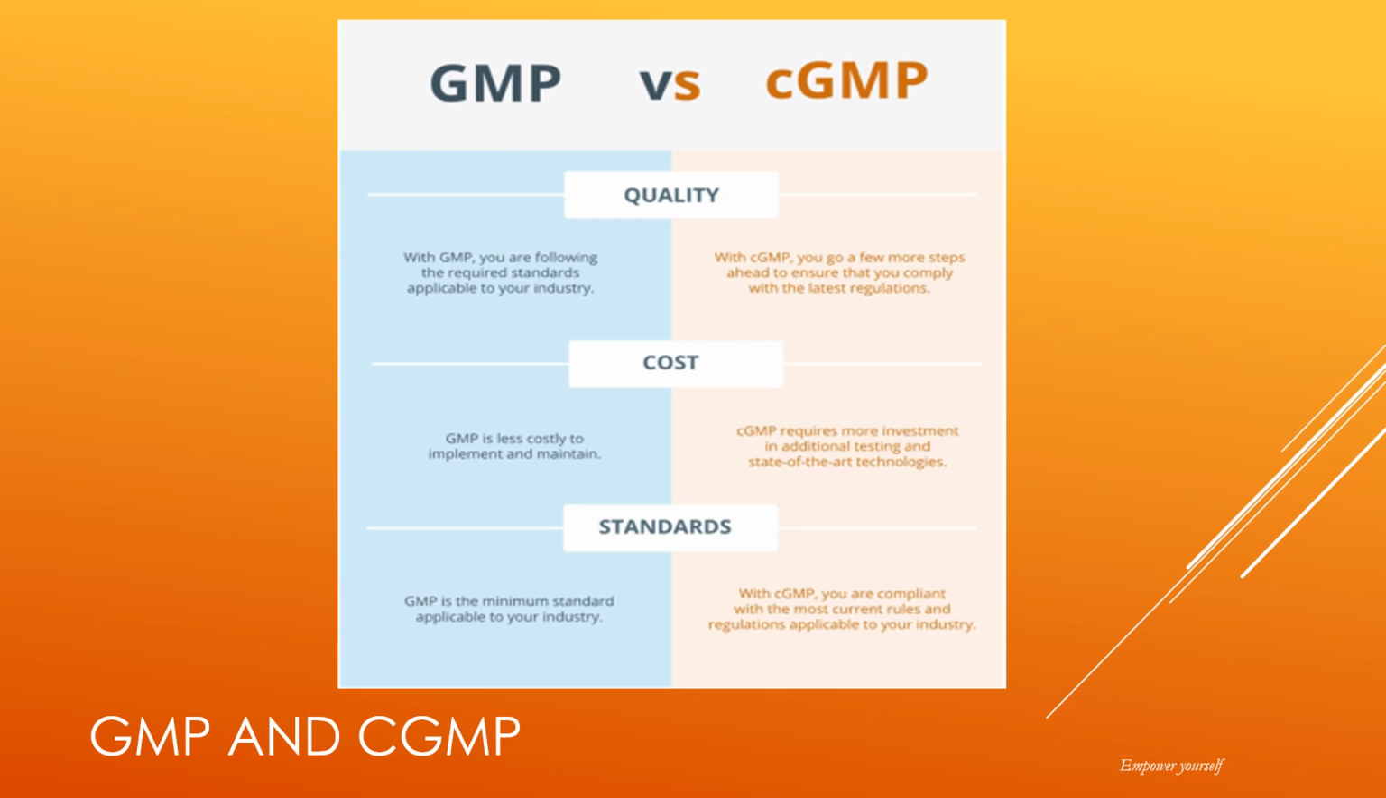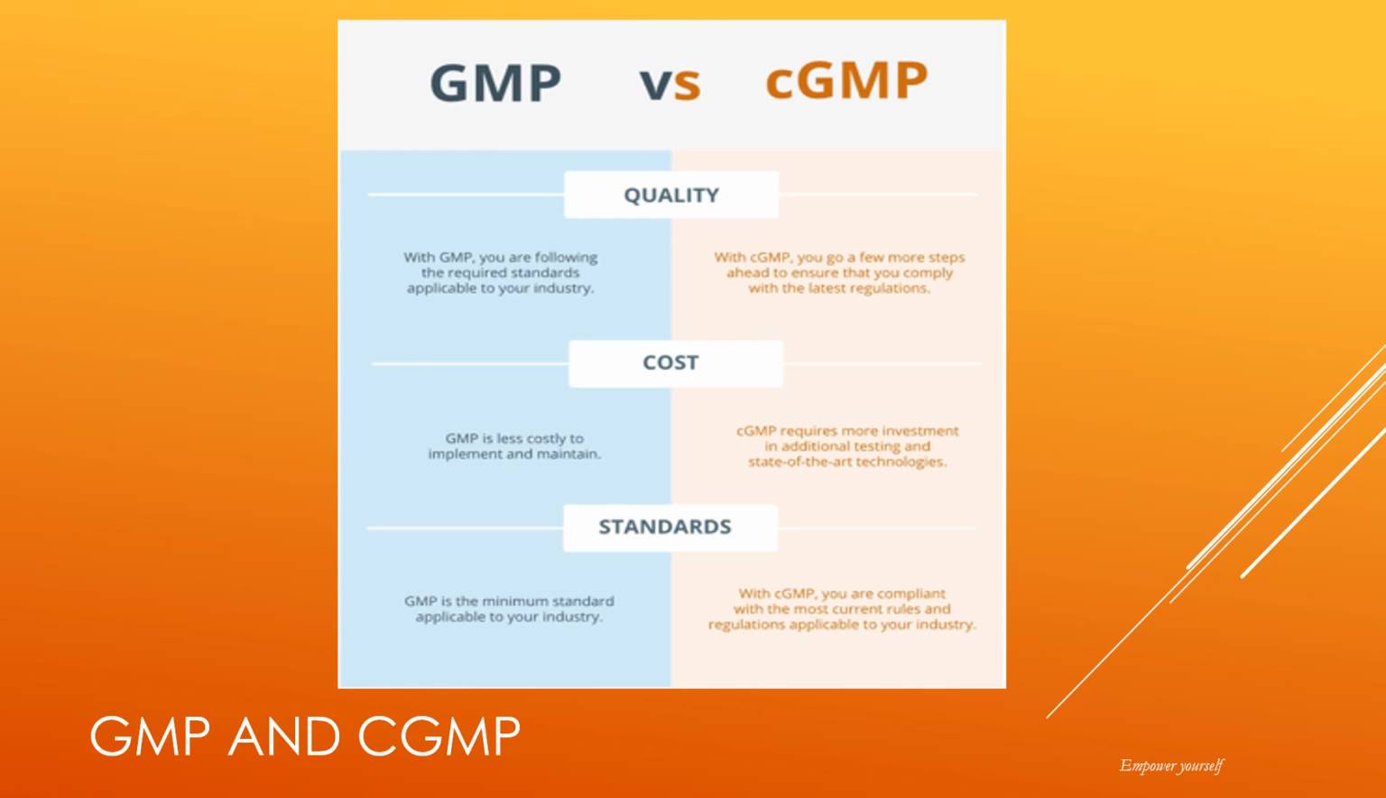Standards. GMP is the minimum standard applicable to your industry. With cGMP, you're compliant with the most current rules and regulations applicable to your industry. So, if we differentiate them, GMP is less costly and the quality is maintained, but it is not involved in more steps like meeting the regulatory requirements. When it comes to cost, it is less in GMP.